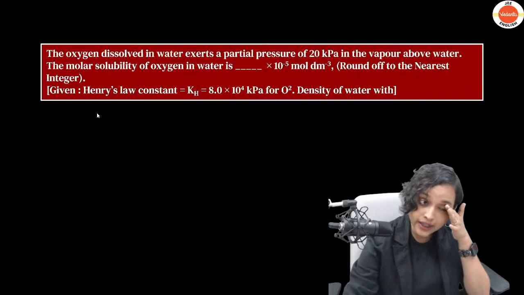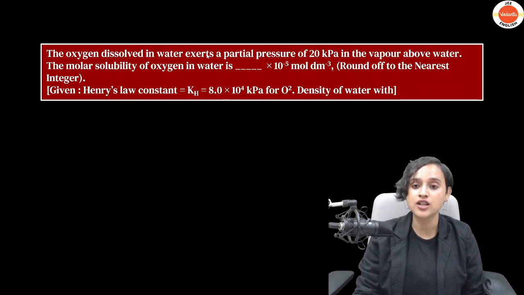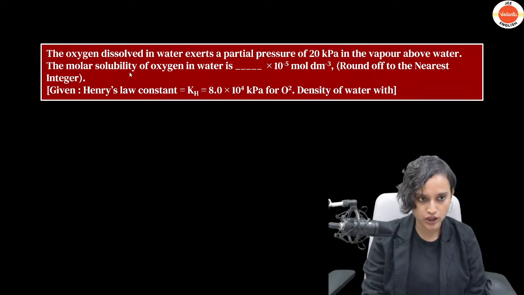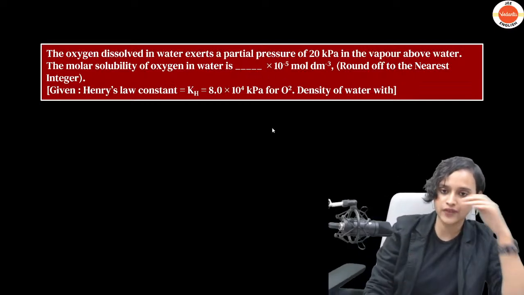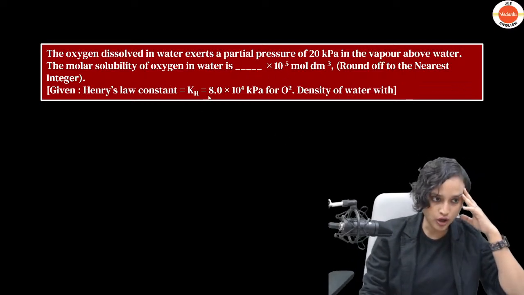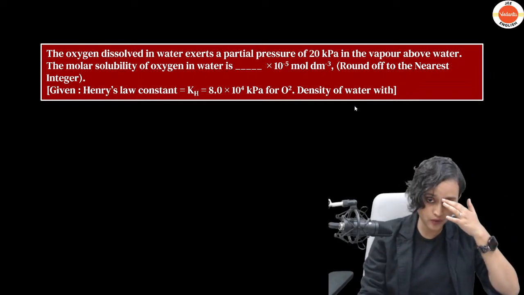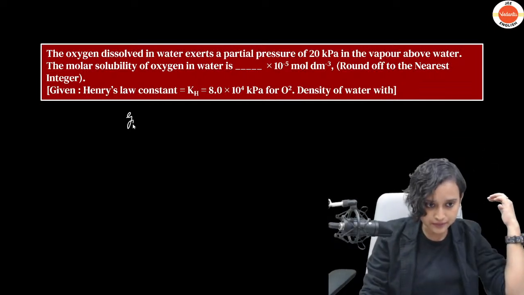Chalo, next question then. The oxygen dissolved in water exerts a partial pressure of 20 kPa in the vapor above water. The molar solubility of oxygen in water is dash into 10 to the power minus 5 mole per dm cubed. Round off to the nearest integer. Henry's law is given to you. Alright. So what is given to us?